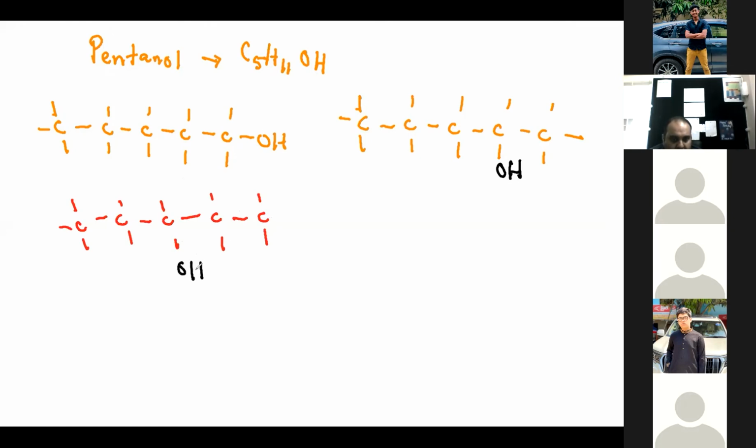Next. What will be the name of this? Pentan-3-ol. So this is pentan-1-ol, pentan-2-ol, pentan-3-ol. Now your task is to find out, are these all positional or chain? Positional. Find out the chain isomers, please.